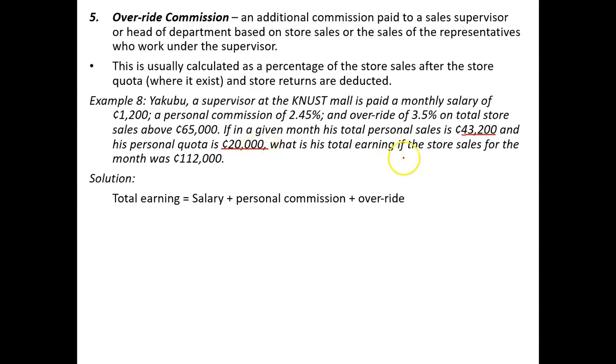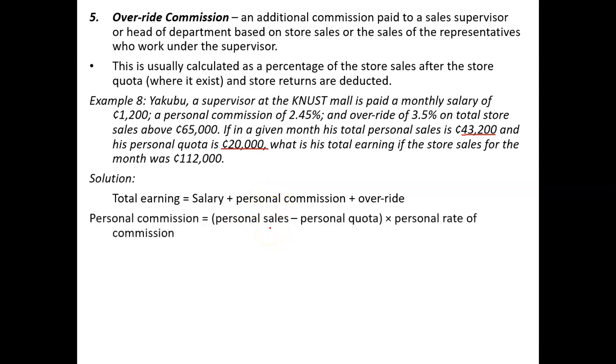So you should know that you are going to use the personal sales and the personal quota to get his personal commission amount. We want to find the personal commission. So personal commission should be equal to what? Personal commission amount times personal rate of commission. Are you with me? To get the personal commission amount, it is personal sales minus personal quota, isn't it?